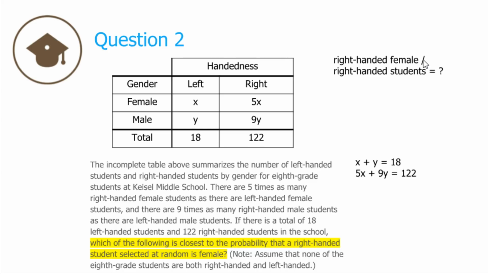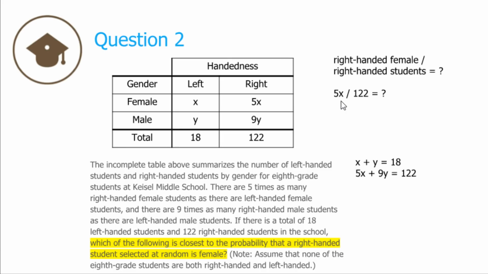So right-handed female over right-handed students. Be really careful with defining this because this is probably the most common place that people mess up. So taking our values from the table, we can define this as 5x over 122. Now, if we can figure this out, we've got the answer.